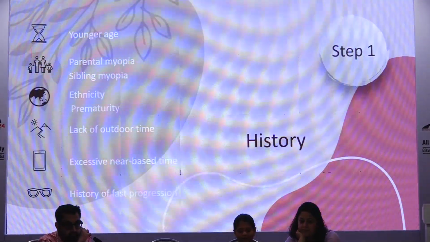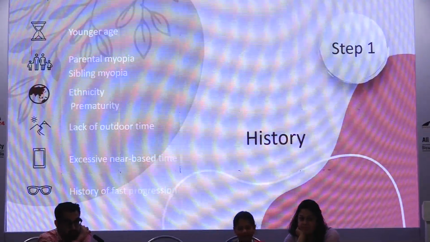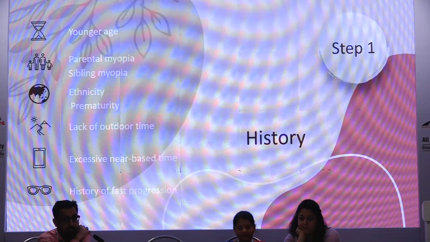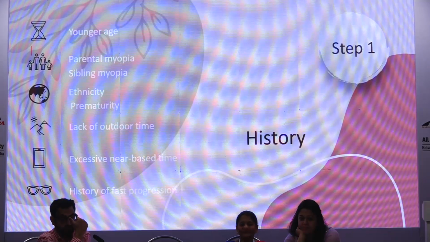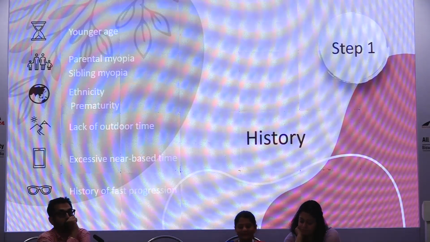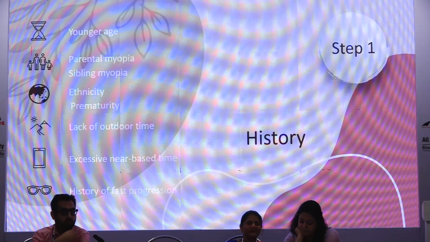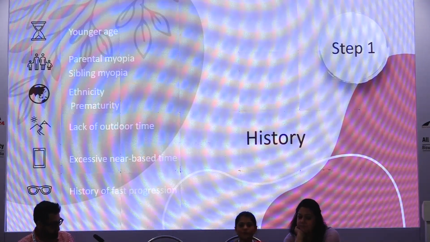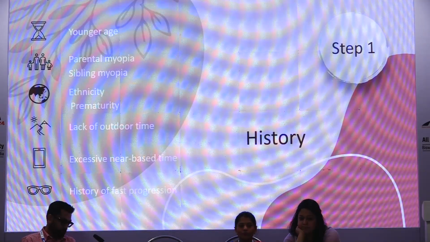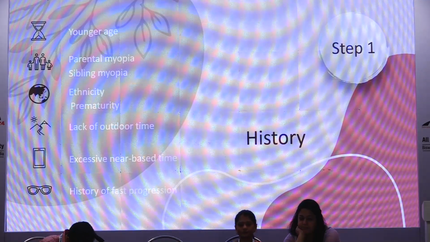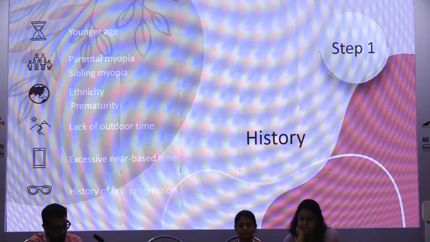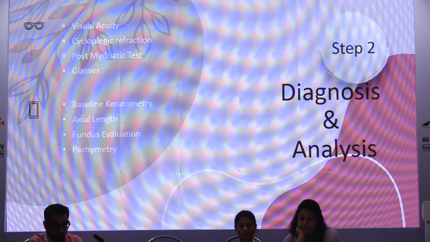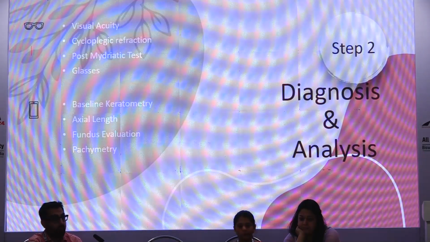First step is to take the history and first of all get the risk factor analysis as to this particular patient may have a progression. We are not starting the treatment strategies in these particular patients, but these are some of the patients who may go on to myopia progression. Younger age, if the patient is young and has started developing myopia, parental myopia, sibling myopia is there. There is a history of lack of outdoor time. There is excessive near-based work, and there is a history of fast progression. So these are some of the things, and then we come to the second part of it, that is the diagnosis.